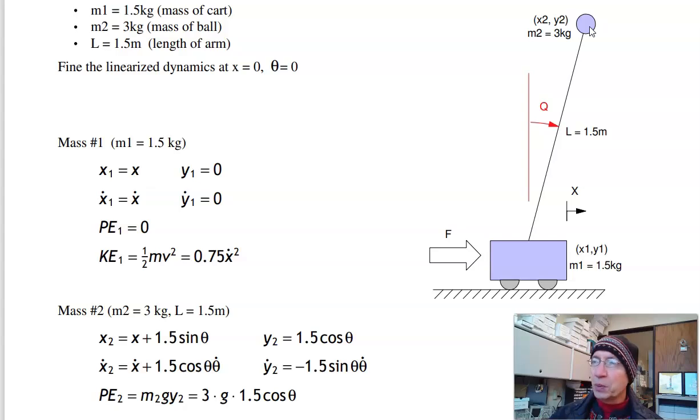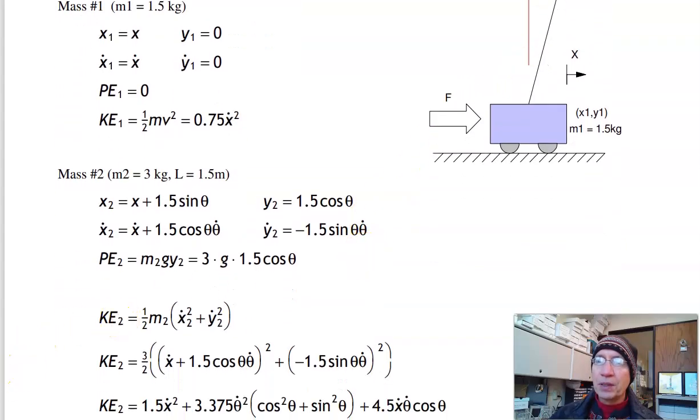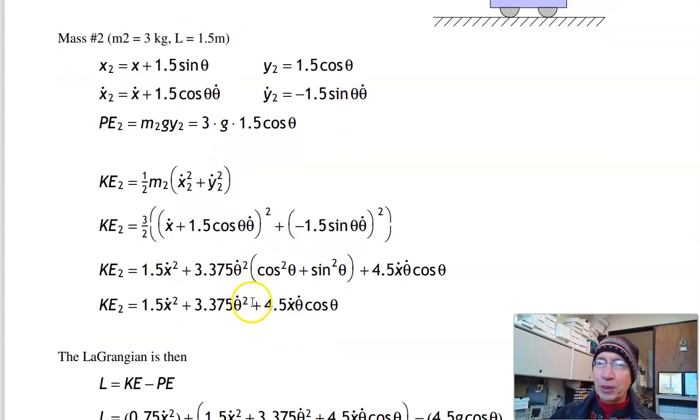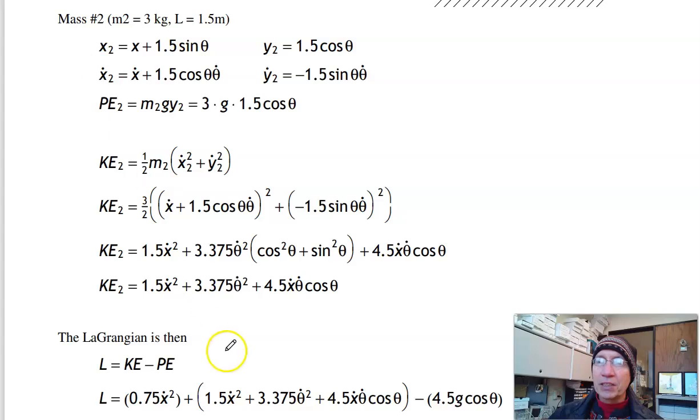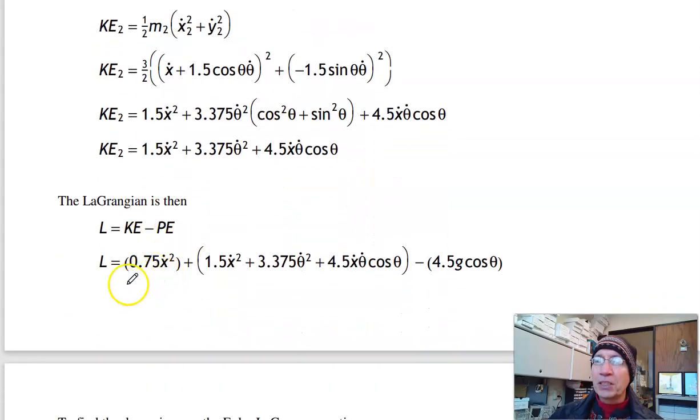Y position is 1.5 cosine theta. Take the derivative. Derivative of x is x dot. Derivative of sine theta is cosine theta, theta dot. Likewise, y dot. Potential energy is mgy. Kinetic energy, 1/2 mv squared. Substitute, do some algebra. I wind up with the kinetic energy. Lagrangian's kinetic energy minus potential energy.